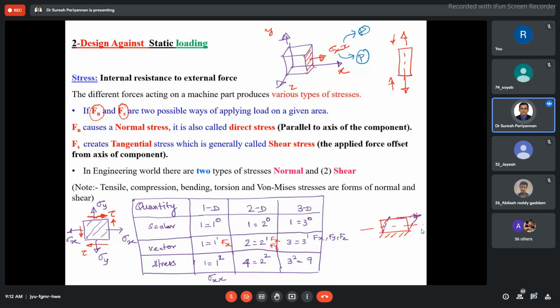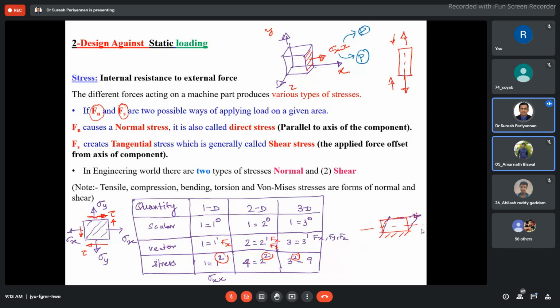Now see here, how many components are there? Is stress a scalar or a vector? What kind of tensor or vector is stress? How can you call it? Is it a second order tensor or a first order tensor? Second order tensor. Yes, stress is a second order tensor.